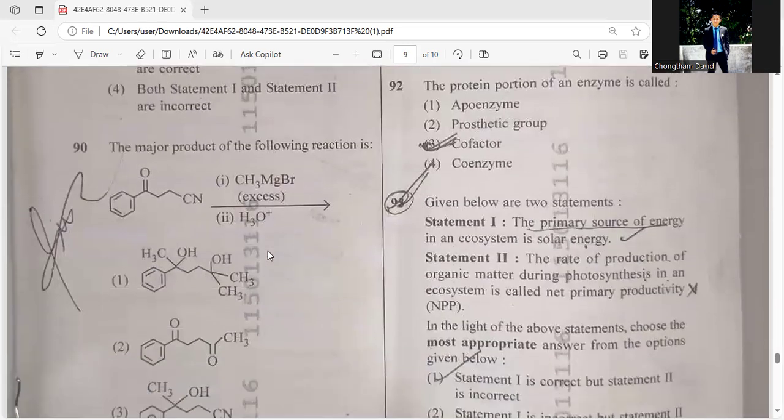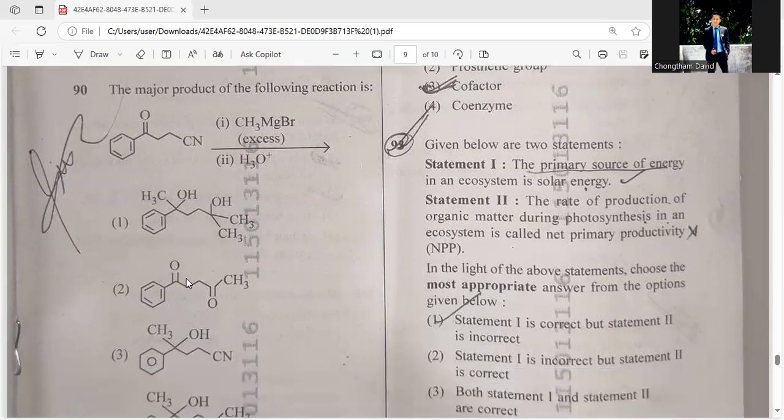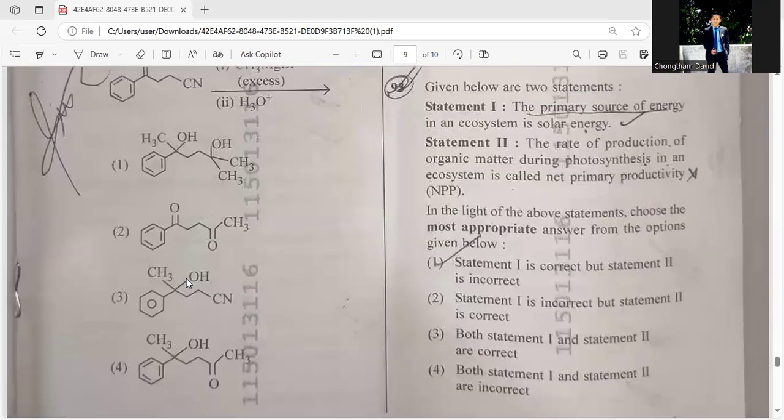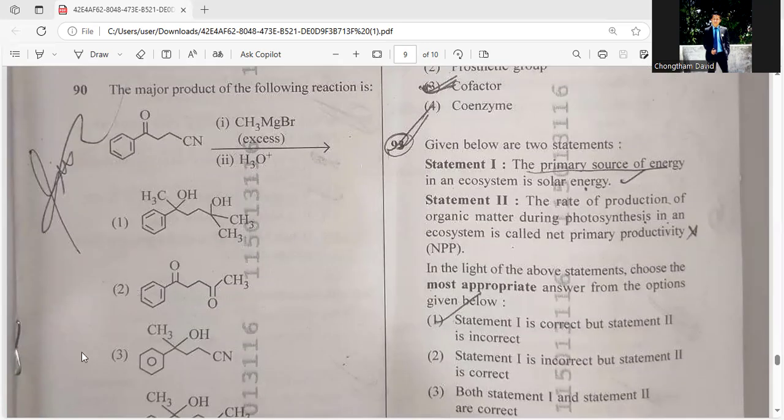90. The major product of the following reaction is benzoyl cyanide. With the Grignard reagent, there is addition of 2 methyl groups, 1 to the cyanide and another to the ketone. So a tertiary alcohol is formed by the addition of these 2 methyl groups. So 1 will be the answer for this question number 90.